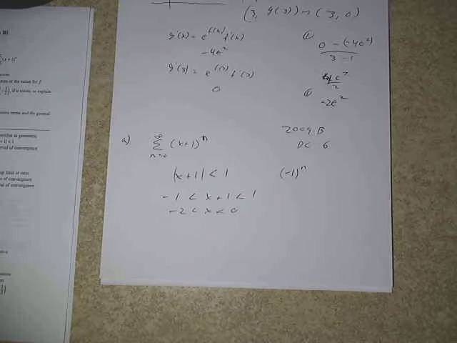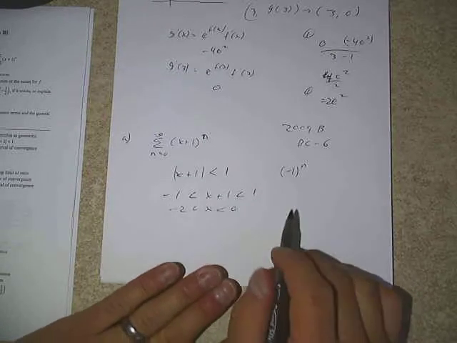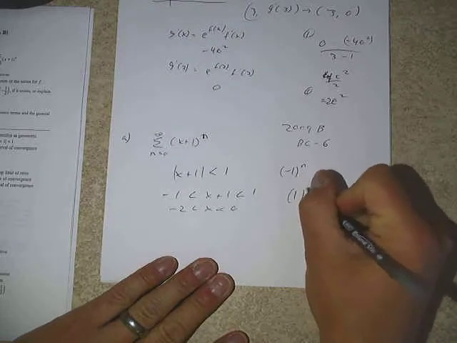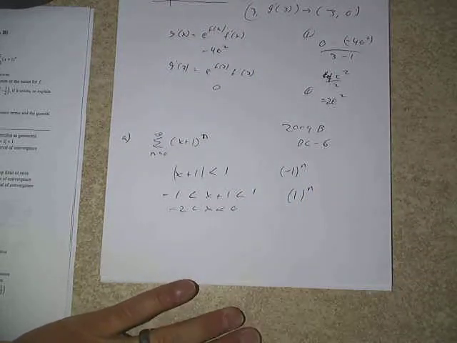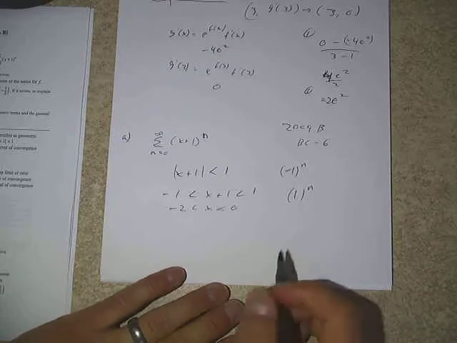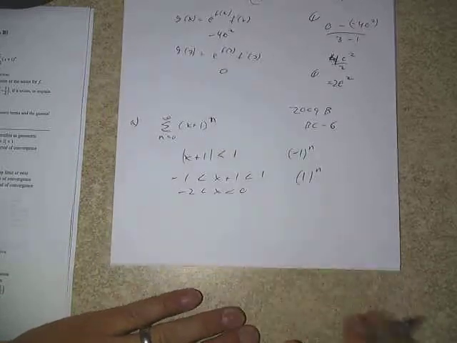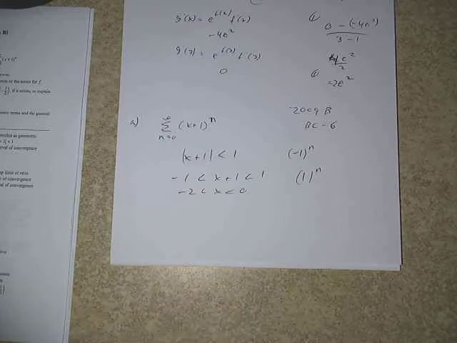Ultimately, keep in mind it's alternating, right? This is going to be -1, positive 1, -1, positive 1, -1, positive 1. And all the while, the number parts of the terms are just going to be 1, 1, 1, 1, 1. Does that go to 0? So this is not going to converge.